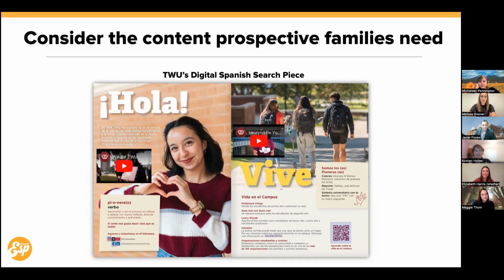Great. That's an amazing stat. I feel if any family member hears that, that's definitely a reason to encourage a student to look at Texas Women. So great. Right.